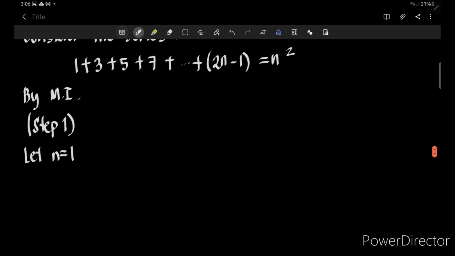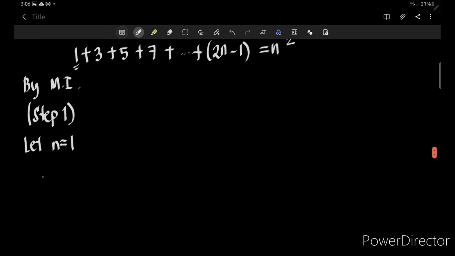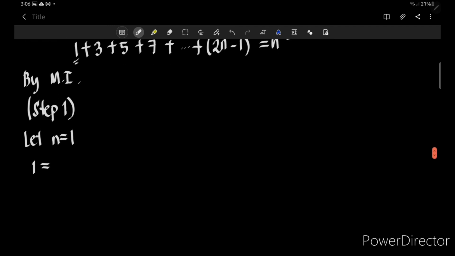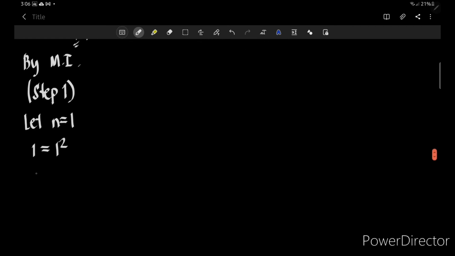Okay. Since n is equal to 1, kailangan lang natin kunin yung first term. So, we have 1 equal, okay, that is equal to n squared. So, n is equal to 1, we have 1 squared. And 1 is equal to 1 squared, which is 1. So, 1 is equal to 1.